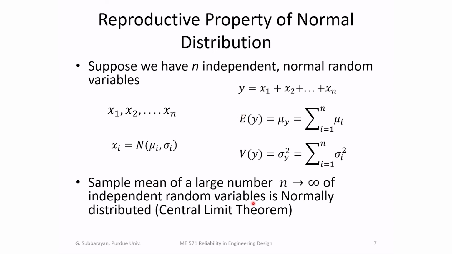And what if I have a large number of possibly non-normally distributed quantities? As n tends to infinity, the sum of the independent variables is normally distributed, and that is called the central limit theorem. So these are some important properties of the normal distribution. One is the reproductive property, and the other is the central limit theorem. So with that, we will stop this module on normal distribution.